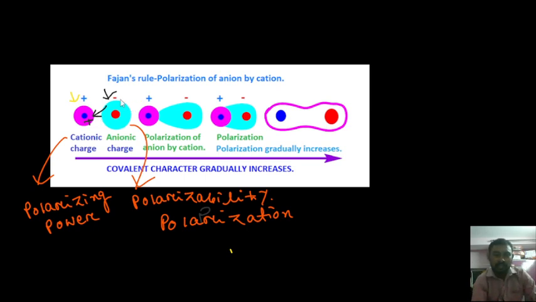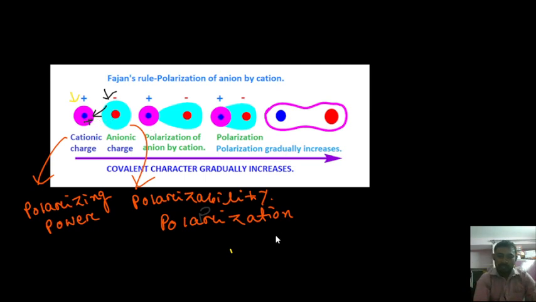With increasing charge and increasing size, the anion becomes more polarizable, because if the size of the anion is greater, then the cation's positive charge will attract the electron density more, because the anion's nucleus does not hold the electrons too strongly. That's why the cation's positive charge attracts the electron density of the anion.